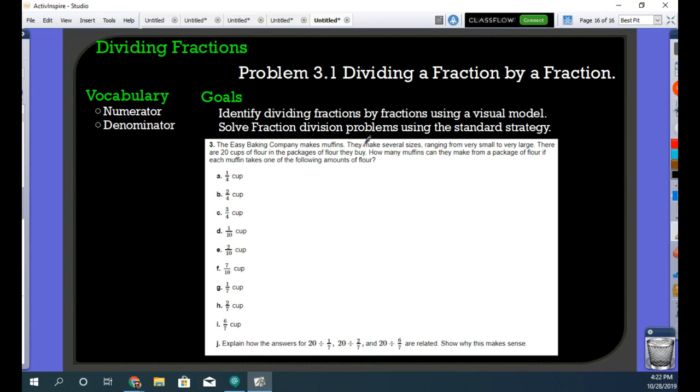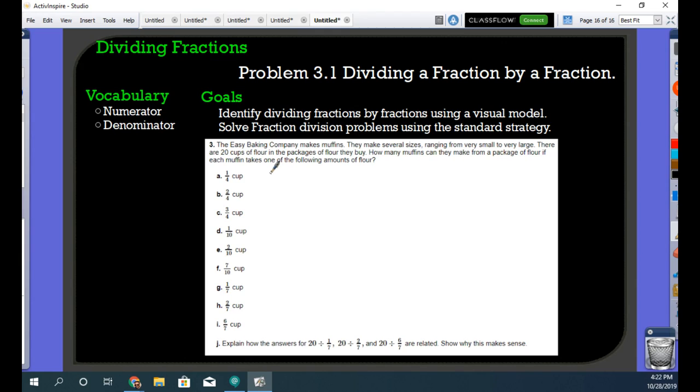Easy Baking Company makes muffins. They can make several sizes ranging from very small to very large. There are 20 cups of flour in the packages of flour they buy. How many muffins can they make from a package of flour if the muffin takes one of the following amounts?